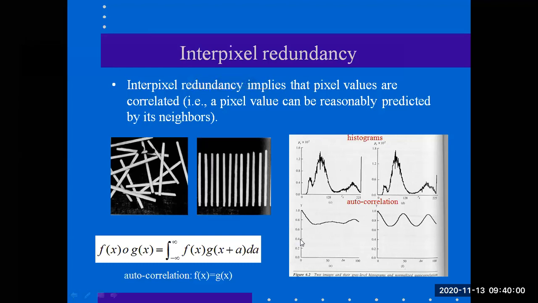Interpixel redundancy, just write the statement. Interpixel redundancy implies that pixel values are correlated. That is, the pixel value can be reasonably predicted by its neighbors. So if the neighbor value is the same, if both have the same value, don't consider the next one. Based on the neighbor value, we can predict or estimate the present pixel value without considering that particular pixel value.